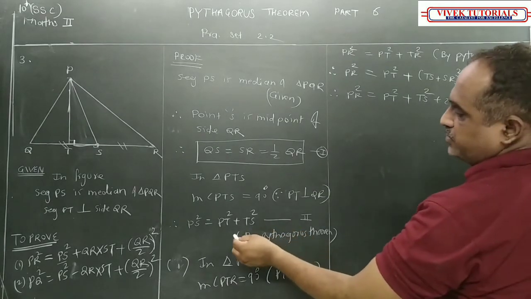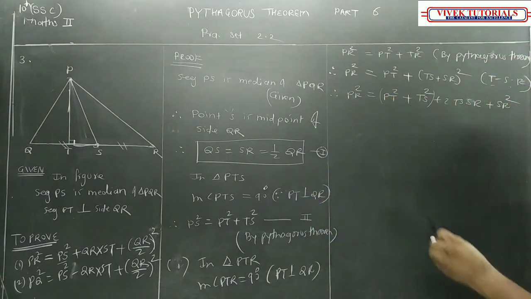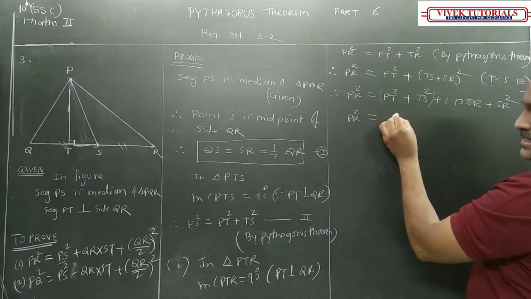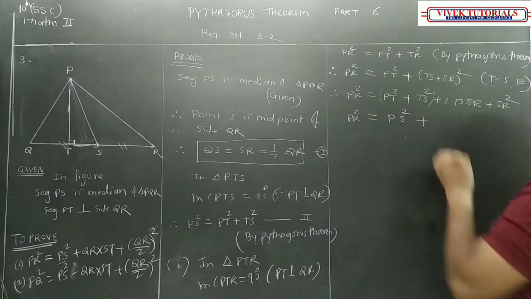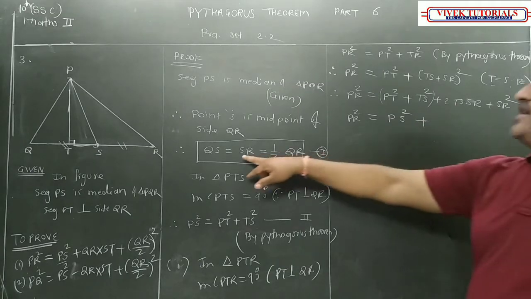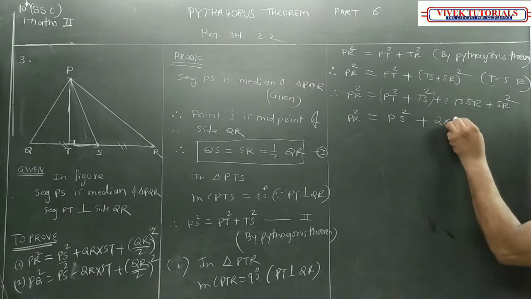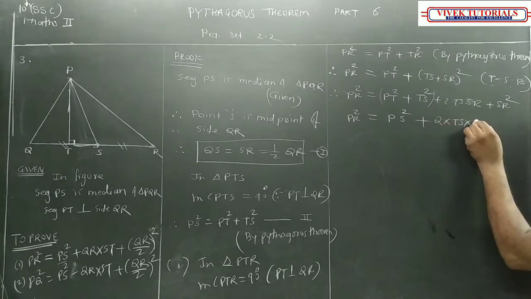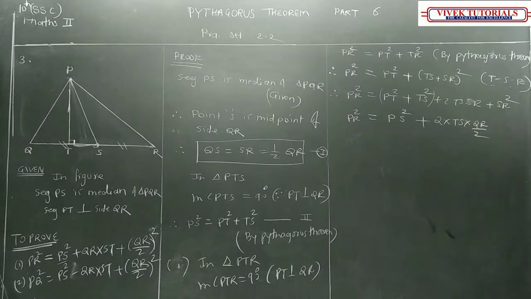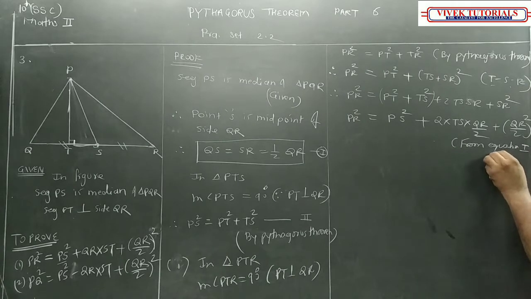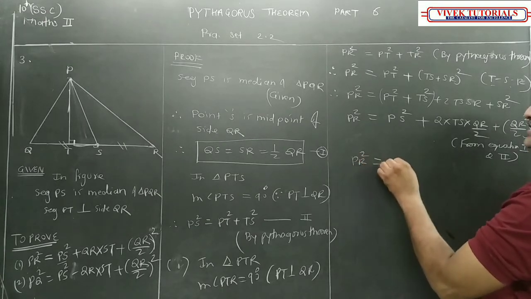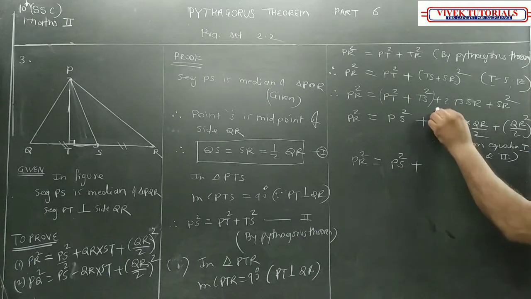Okay, but we are having the values like PT square plus TS square. इसकी जगह पे हम लोग लिख सकते हैं PR square is equal to PS square plus, अब देखो SR की जगह पे मैं ये डाल सकता हूं, तो क्या लिखेंगे 2 into TS into QR upon 2 plus again we can write QR upon 2 the whole square. So we are going to write from equation 1 and 2. Is it right? So what answer we are getting then? PR square is equal to PS square. ये 2 तो cancel हो गया.